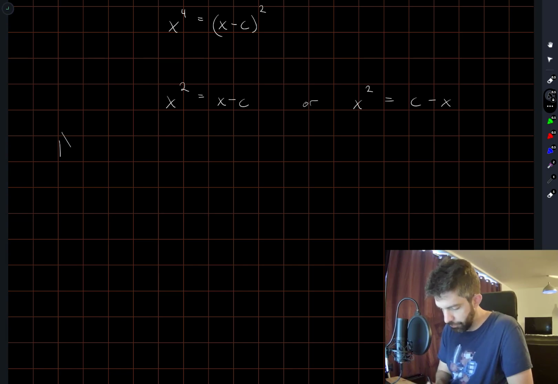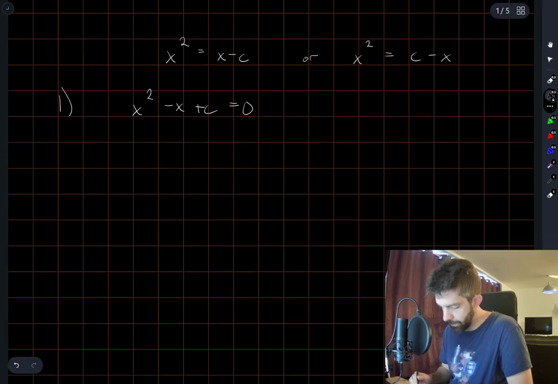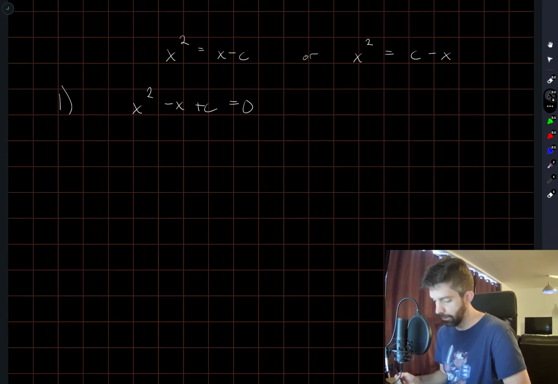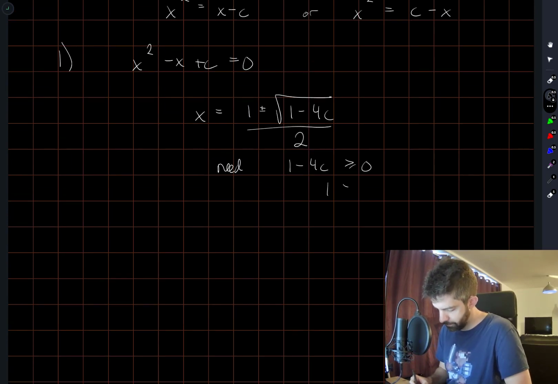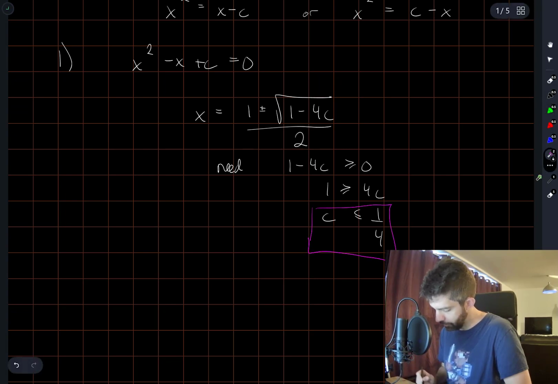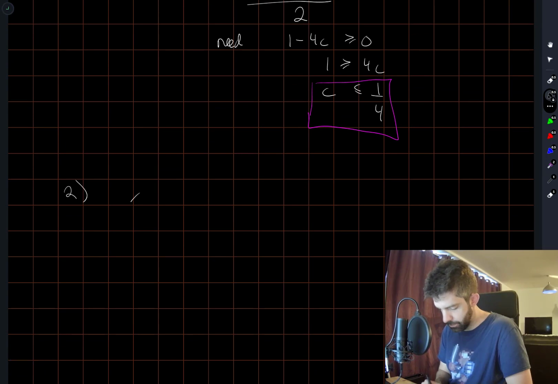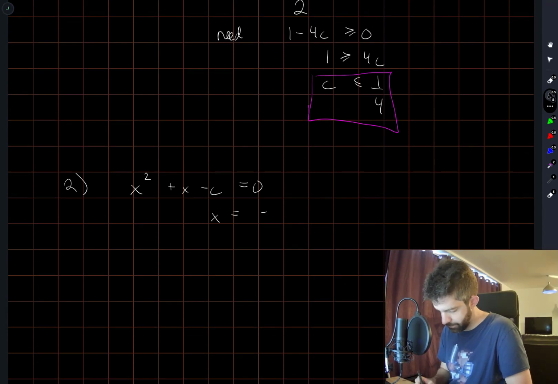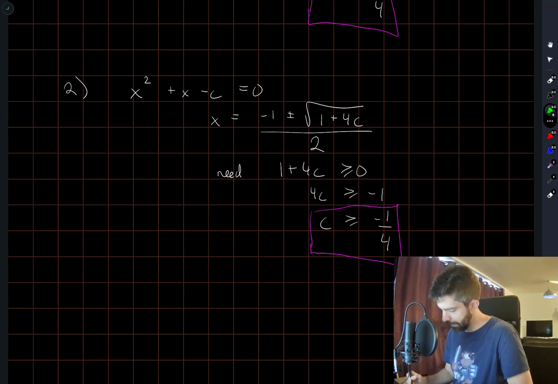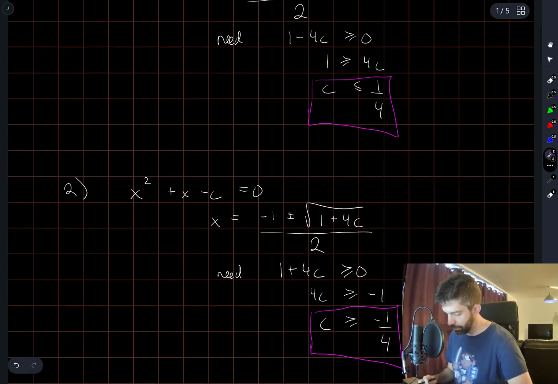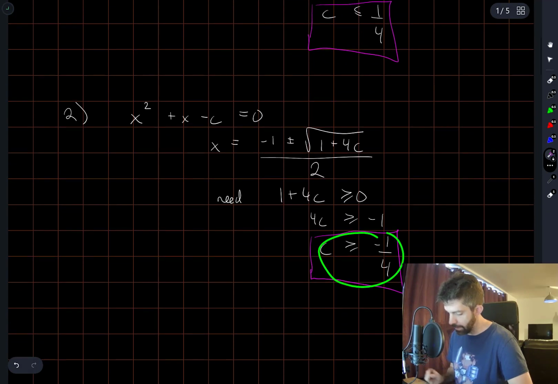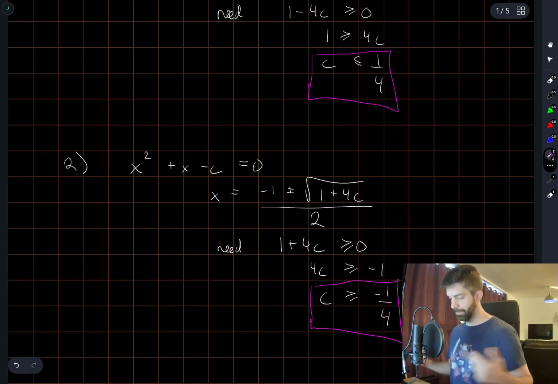Okay, so let's start with the first case. X squared minus x plus c is equal to 0. So I can write out the roots of this using the quadratic formula. Okay, so I require c to be less than a quarter for this to have 2 roots. Now we'll look at the 2nd equation. Okay, in order for the 2nd equation to have 2 roots, I require c to be greater than negative 1 over 4.